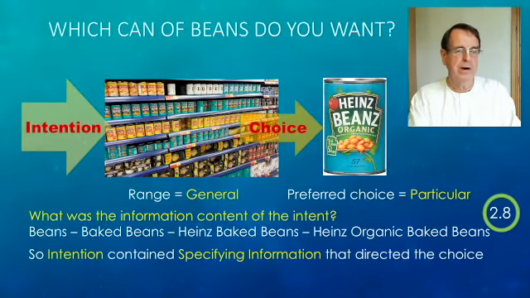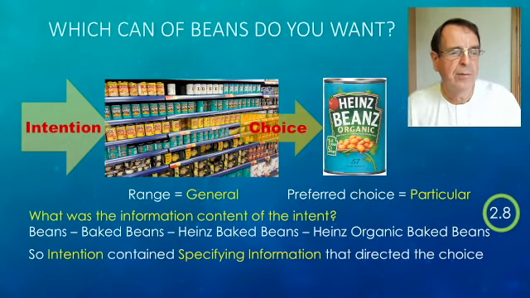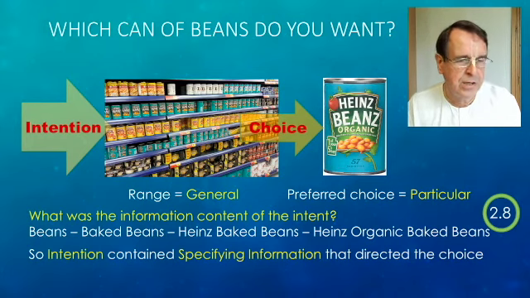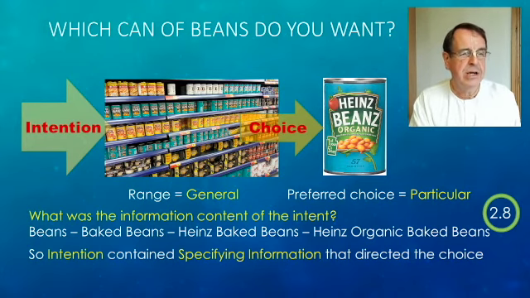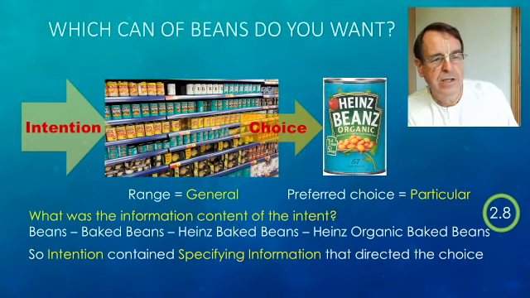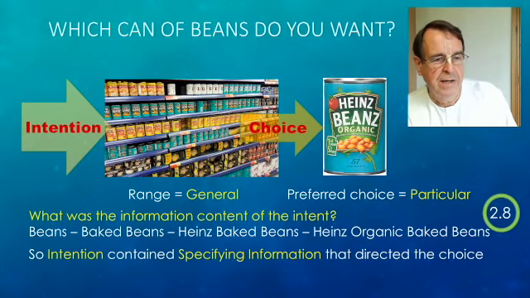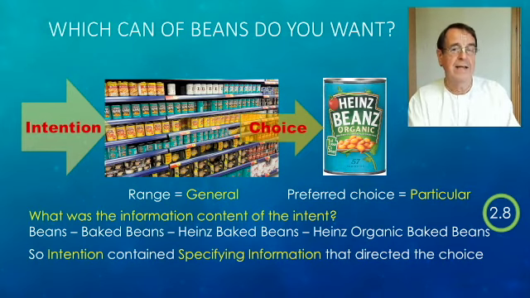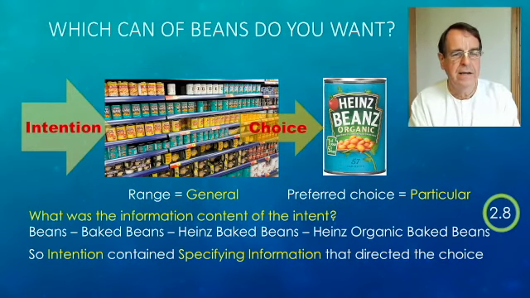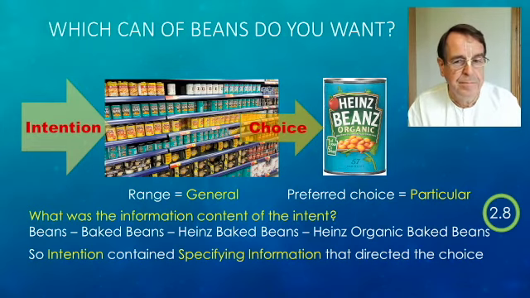Give you this example. You're at the supermarket and you're in the aisle with all the beans. Which can of beans do you choose? Well, your intention has to be applied to this huge range of choice, the general, and bring it down to the particular, your preferred choice. So in this case, we've chosen Heinz beans, the organic range. Now, why have I chosen that? Well, what was the information content of my intention?